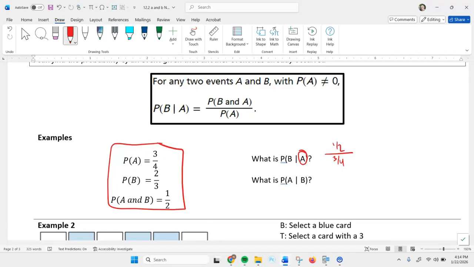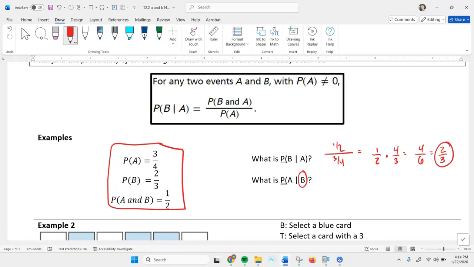So what we have to do here is use keep, change, flip. So we're going to keep the numerator the same, change to multiplication, flip the other fraction, so that becomes 4/3. And now if we multiply the numerators together and the denominators together, we get 4/6, and that reduces to 2/3.